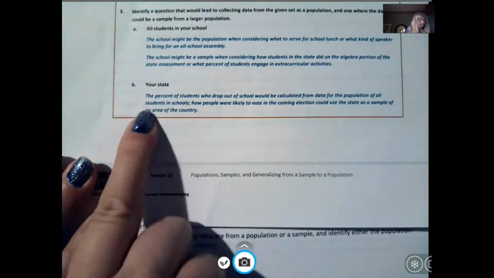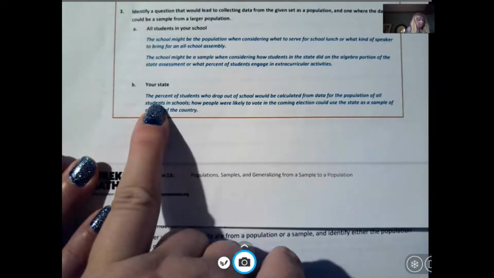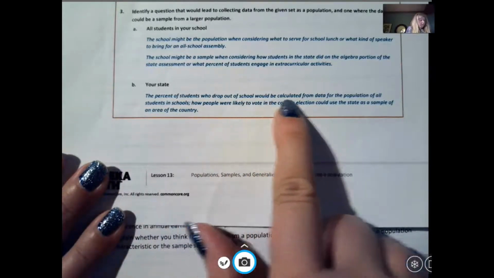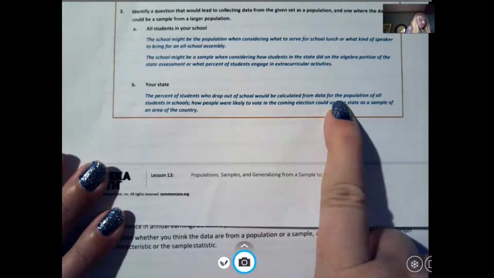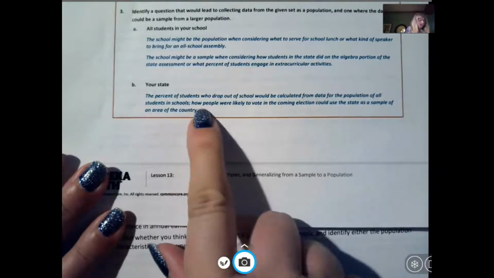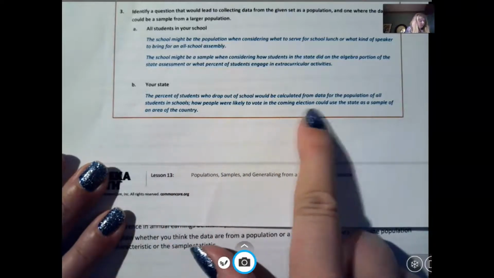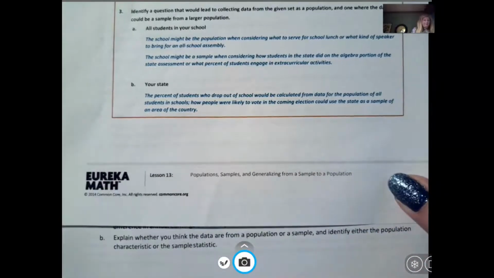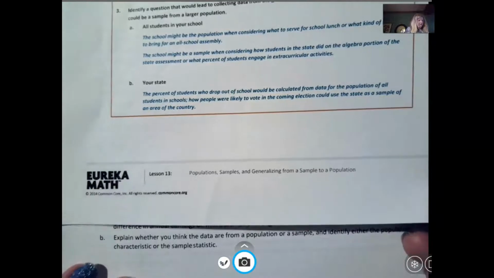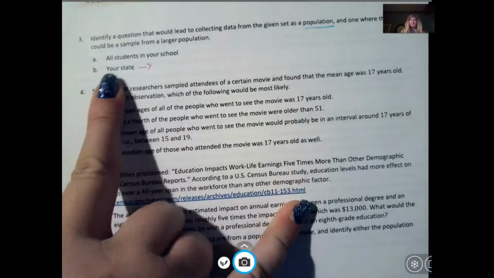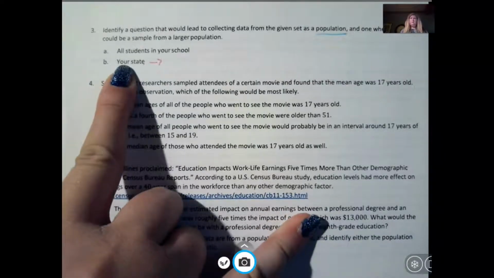Okay, so what if our state was the population? The percent of students who drop out of school could be calculated from data for the population of all students in the schools. Now, how people were likely to vote in the coming election could use the state as a sample of a particular area of the country. So these are just different ideas, thinking about whether my state would be the sample or the population.